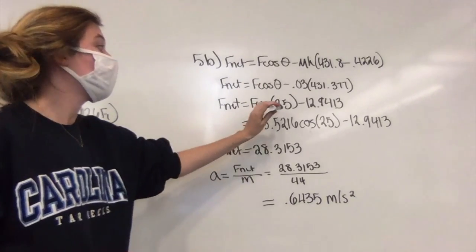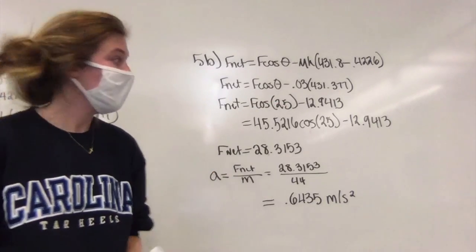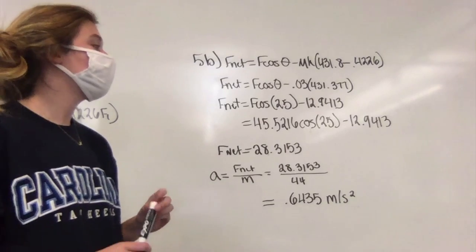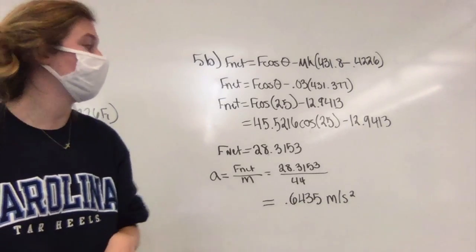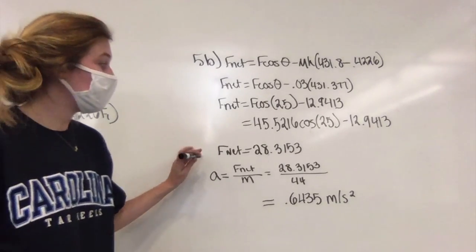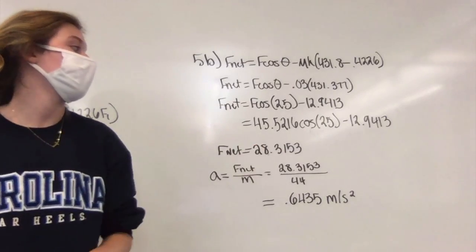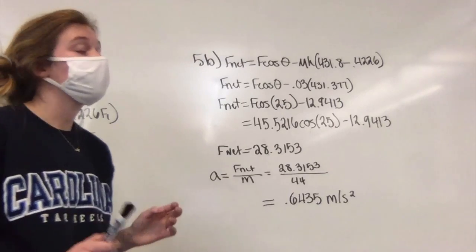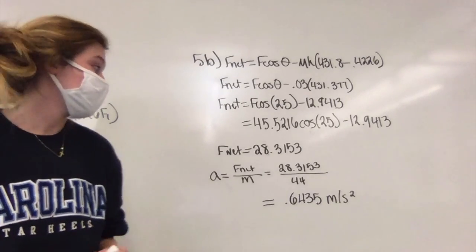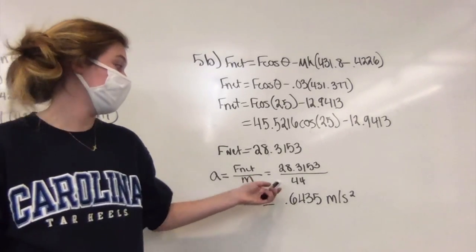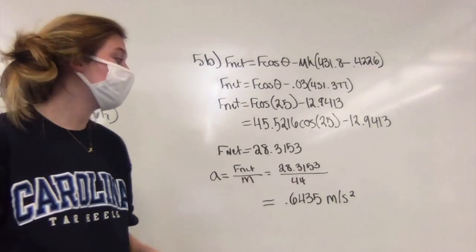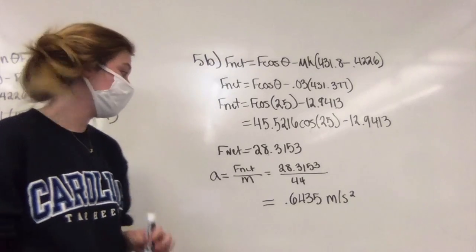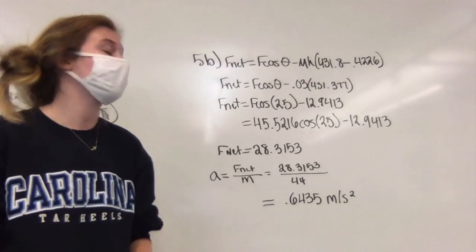And then for theta, I plug in 25, which is given. So I get 45.5216 times cosine of 25 minus 12.9413, and F net equals 28.3153. Then to find the acceleration, acceleration is equal to F net divided by mass. So for me, it would be 28.3153 divided by 44. So the acceleration of the object when it starts to move is 0.6435 meters per second squared.